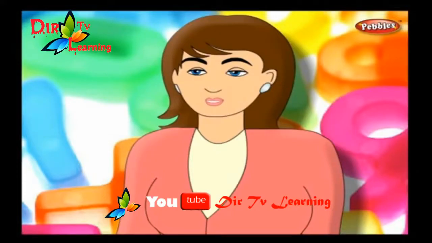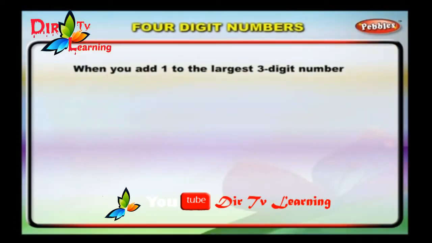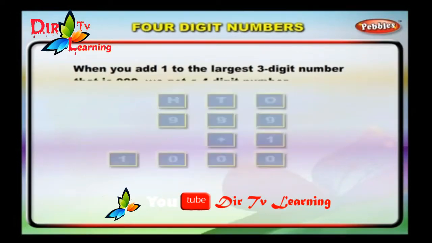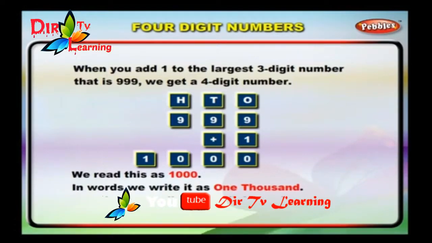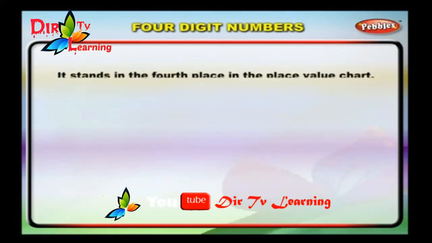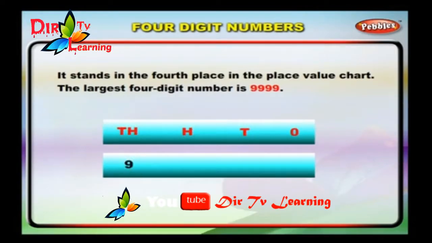Now, let us know about 4-digit numbers. When you add 1 to the largest 3-digit number, that is 999, we get a 4-digit number. We read this as 1000. In words, we write it as one thousand. 1000 is the smallest 4-digit number. It stands in the 4th place in the place value chart. The largest 4-digit number is 9999.